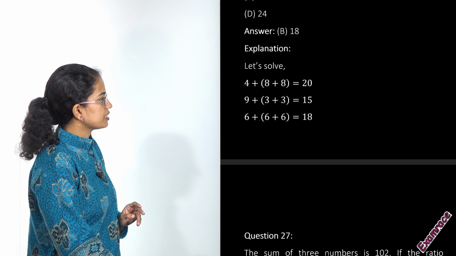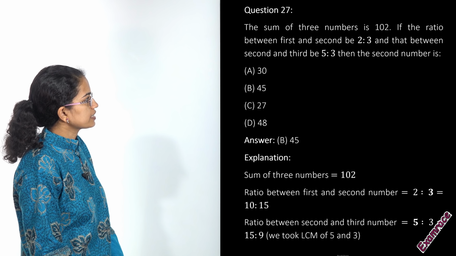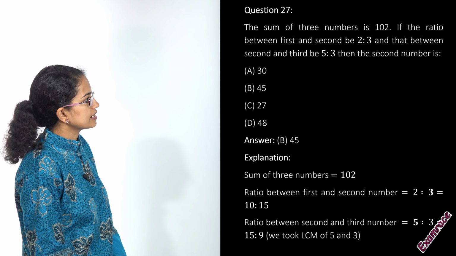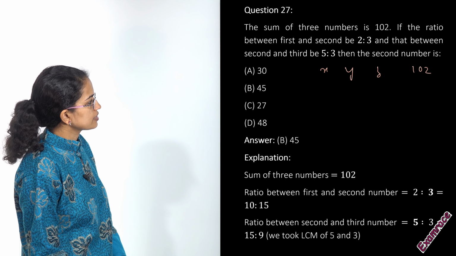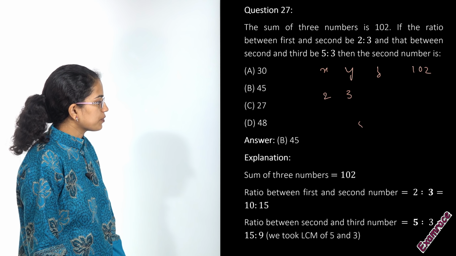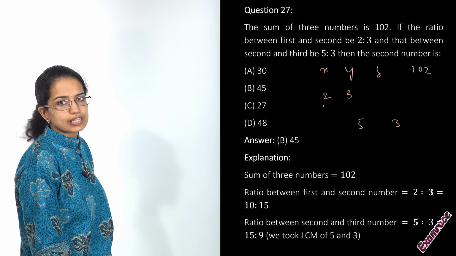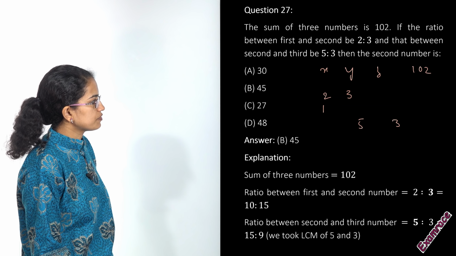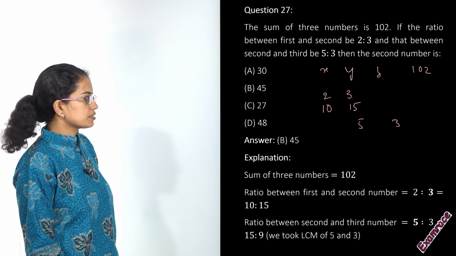I have the sum of three numbers, which is given as 102. Now this is a very simple question. Now x plus y plus z I can say is 102. The first numbers x and y are in the ratio 2:3. The next are in the ratio 5:3. Now what I do is I create a common ratio for y. That's 5 and 3, so I take the LCM. So that's 15. So I take 10 and 15 and 15 and 9. So that's my new ratio.